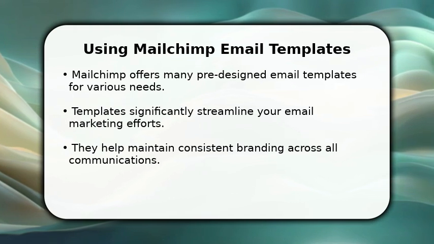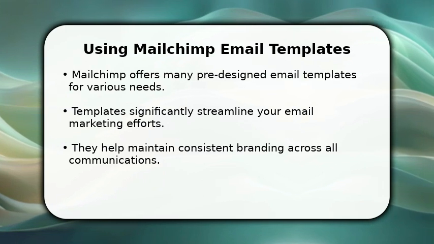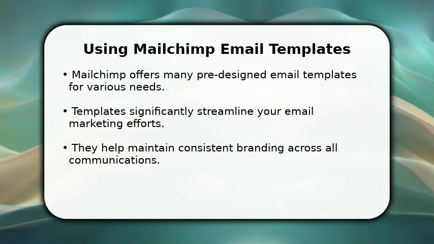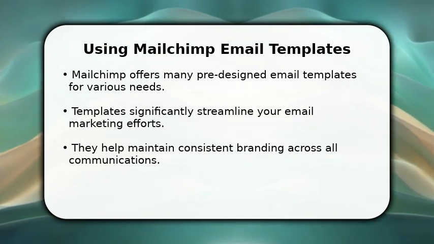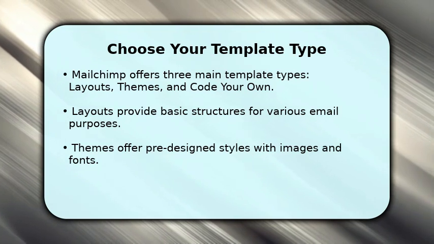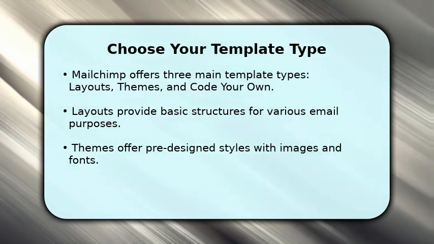Mailchimp provides a wide array of options, from basic layouts to theme designs, making it easy to find a starting point for your message. This initial step is crucial for setting the foundation of your email's design and structure. Once you're in the template selection area, you'll see three primary categories: layouts, themes, and code your own.